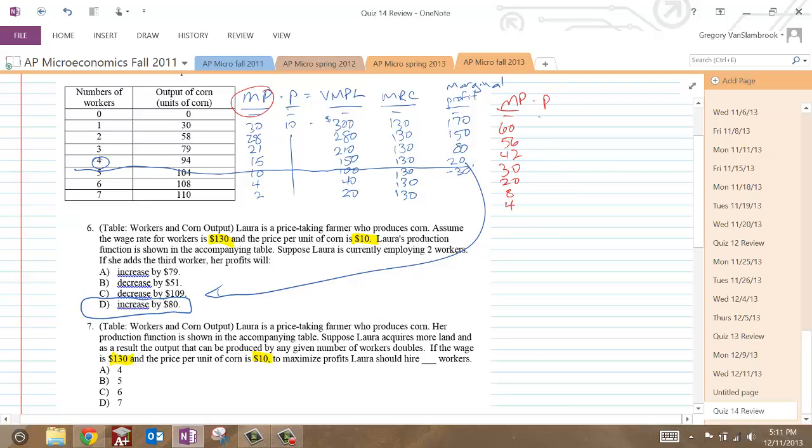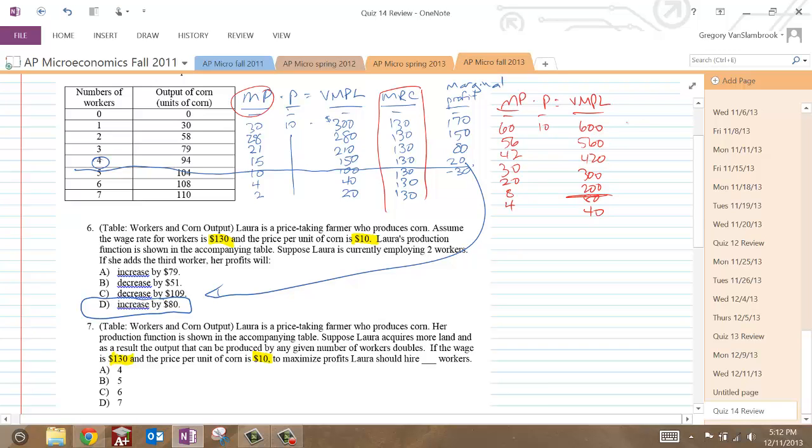And then times the price of the good, which is still $10 each, that hasn't changed. Gives us our new VMPLs. So 600, 560, 420, 300, 200, 80, and 40. Wage is still 130, so the marginal resource cost stays the same. So we're going to stop when the VMPL drops below the MRC, and that's not till here.